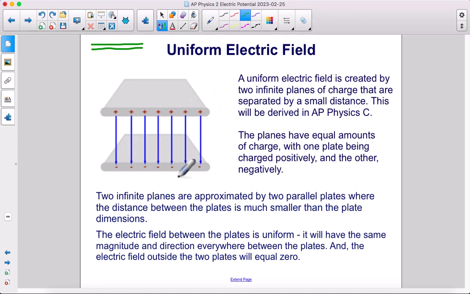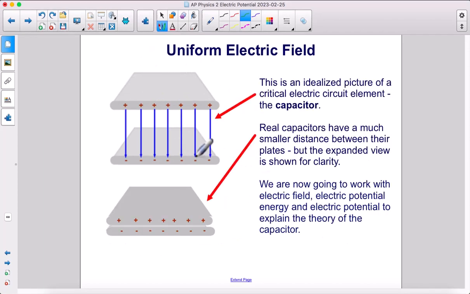And the electric field between the plates is uniform. It will have the same magnitude and direction everywhere between the plates. And the electric field outside the plates is zero. This is an idealized picture of a critical electric circuit element, the capacitor. Real capacitors have a much smaller distance between their plates, but the expanded view is shown for clarity.